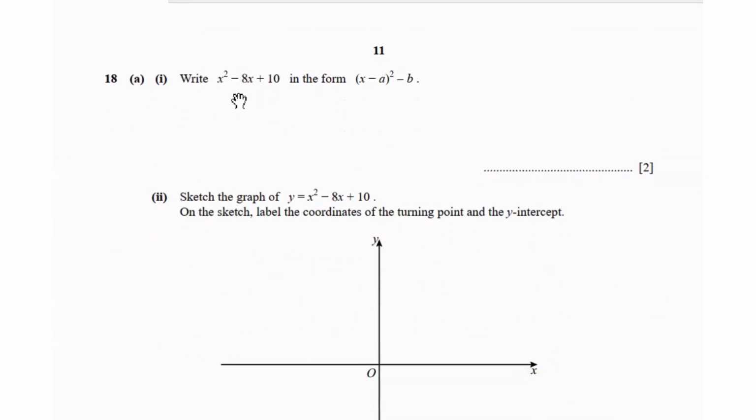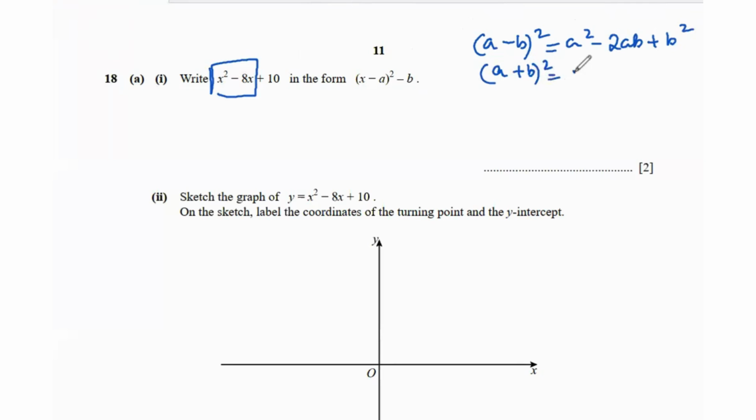Question 18 says, write x squared minus 8x plus 10 in the form of x minus a whole square minus b. So this is completing square form. For completing square form, what we do is we complete this square. Our complete square is basically a minus b whole square, which is a square minus 2ab plus b square in the expanded form. And if it was x square plus 8x, it would be a plus b square, which is a square plus 2ab plus b square. You must be familiar with these formulas. So since it's x square minus 8x, we're going to stick to a minus b whole square.